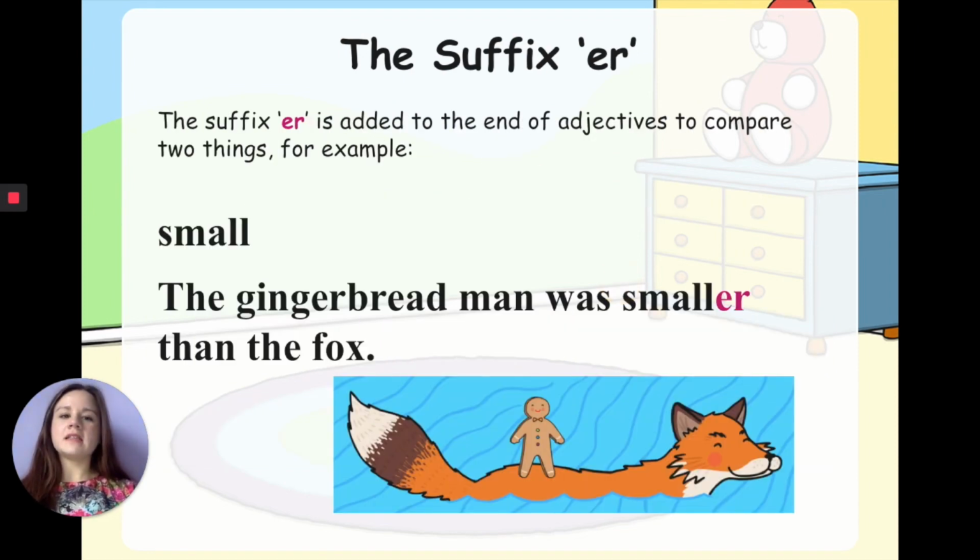And finally, the suffix er is added to the end of adjectives to compare two things. My example is the adjective small. And then my sentence with er at the end is, the gingerbread man was smaller than the fox.